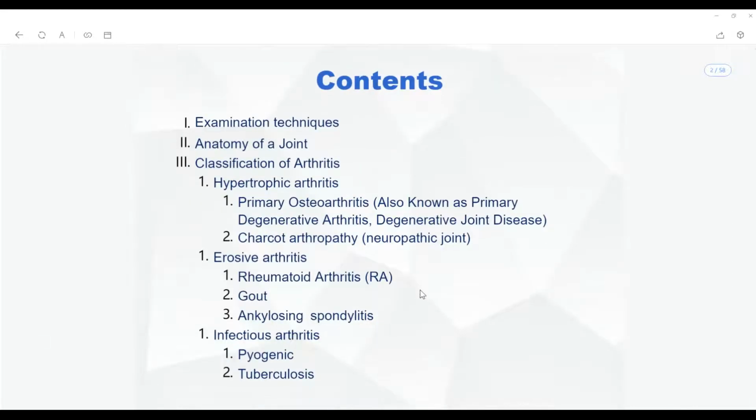In joint disease, we are first going to start with the examination techniques. Then we are going to talk about the anatomy of a joint. Then we are going to see some of the basic and very famous diagnoses that are very frequent in a hospital. We will try to complete this whole chapter because it is a fairly easy chapter compared to the other conditions in the musculoskeletal system. So first we'll start with the examination contents.